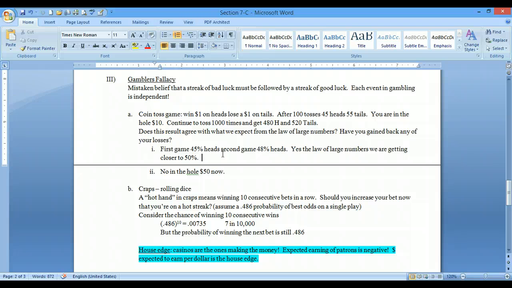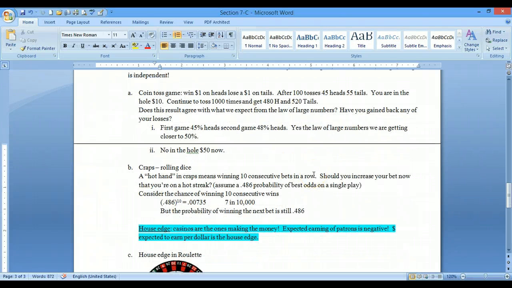However, I'm still in the hole because I'm betting on heads and it's 520 tails. So in between these, I have a difference of 40, which means I'm $40 behind here, and the original $10 behind here. I'm now in the hole $50 after the 1,000 tosses. Part of the gambler's fallacy is just this. I am getting closer to the 50%, but it doesn't mean I'm winning. Let's move on to the next one.